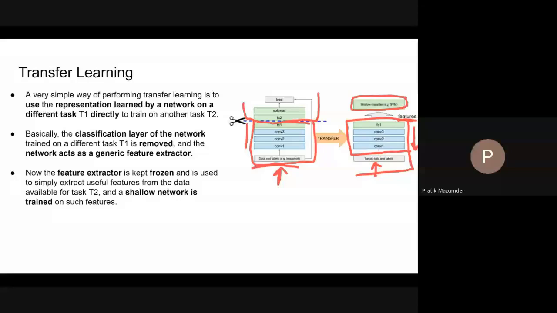One basic way of transfer learning: you will take a portion of your network that is trained on the source data, and you'll remove the classification layer of that particular network, and the rest of the network now acts as a generic feature extractor. And in your target domain, you will use this feature extractor to extract features from the data and train a shallow network on top of those features. And that becomes your new classifier for your target data.